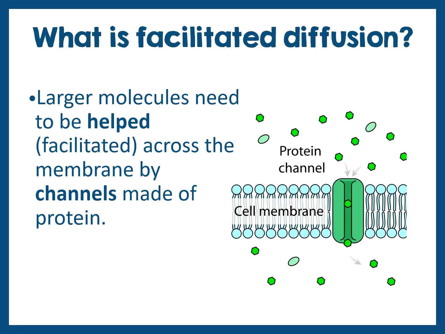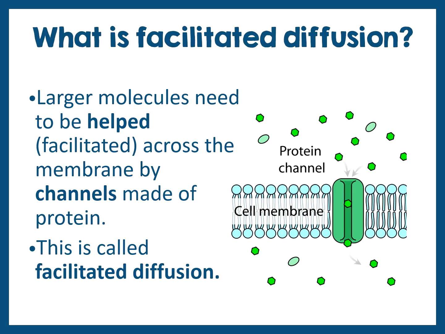With facilitated diffusion, sometimes those molecules just are too big to get through that cell membrane on their own. So larger molecules like glucose, or charged molecules, will need to be helped, or facilitated, across the cell membrane by channels. And those channels are made up of proteins. They still will move from an area of high concentration to an area of low concentration. They just need a little bit of help to get through that cell membrane. So this is called facilitated diffusion.